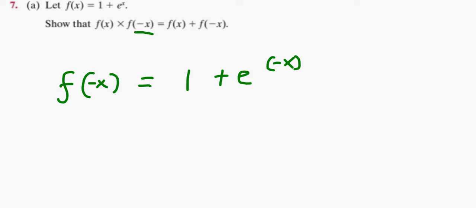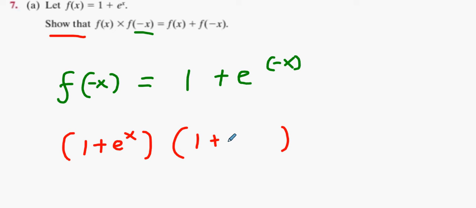Next thing it wants us to do is to show that f(x) multiplied by f(-x) works. So what's the next line? Two things multiplied by each other. What do you get? f(x), which is 1 plus e to the x, multiplied by 1 plus e to the power minus x. And once you multiply them out?